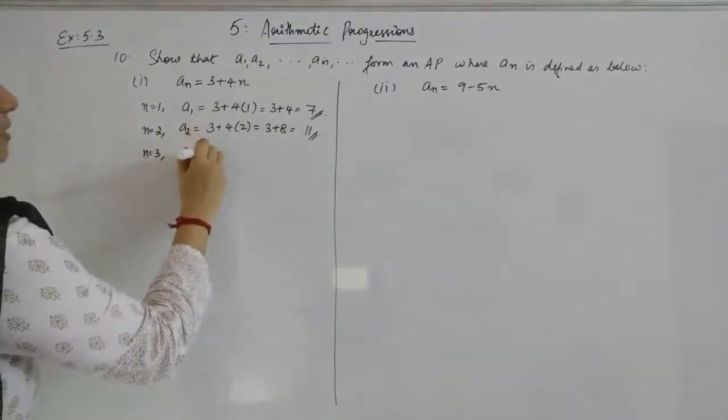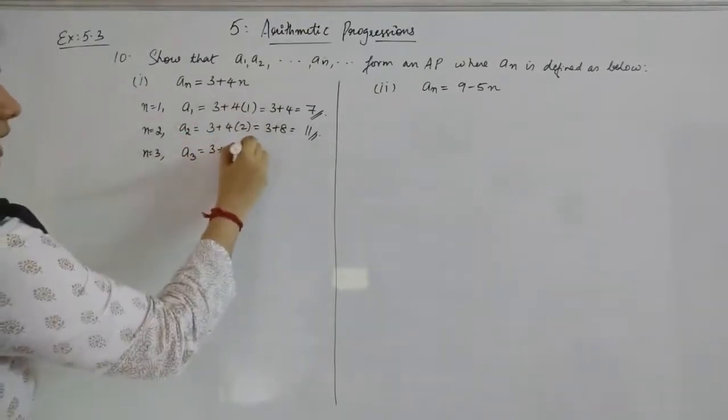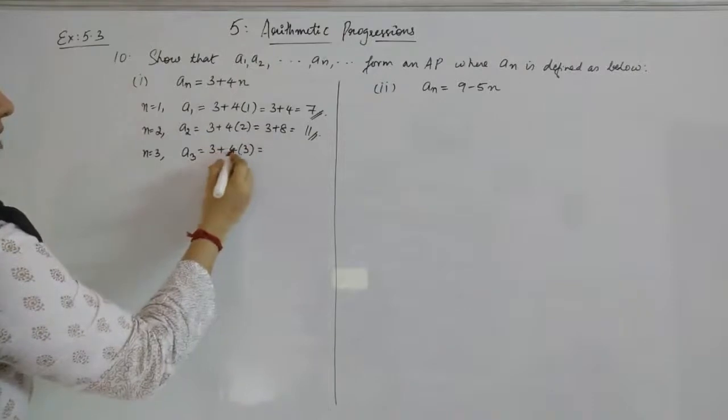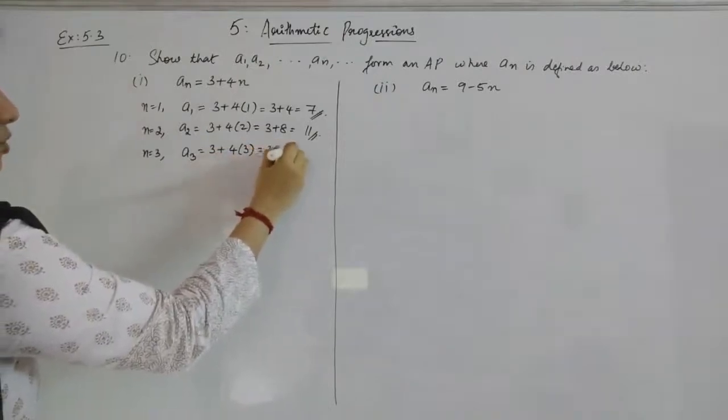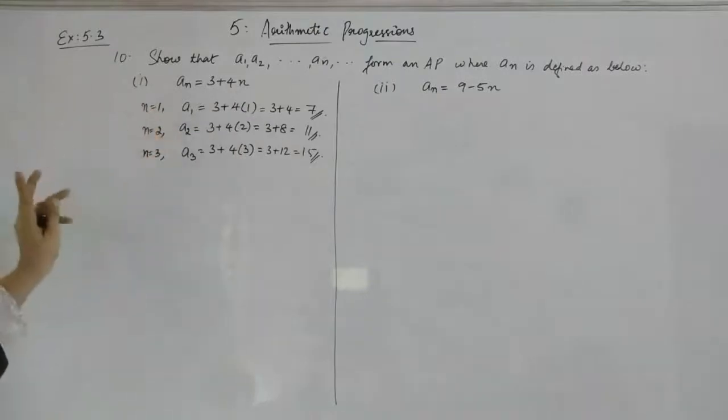So a3 is a3 plus, again you have to replace your n with 3. So you get 3 plus 4 into 3, which is 3 plus 12, 15. Okay, so you got a1, a2, a3. That means first 3 terms you got.